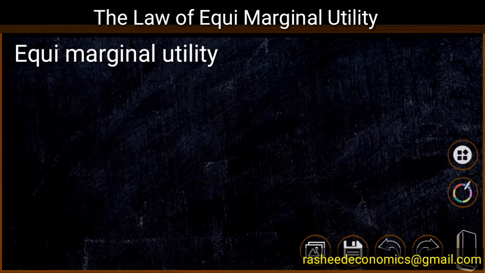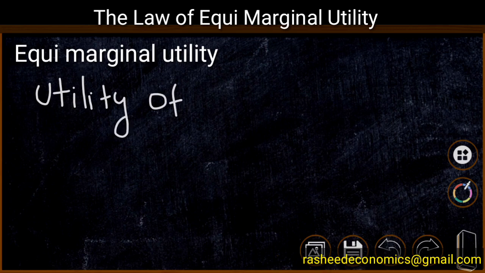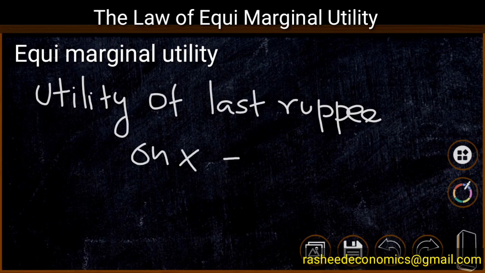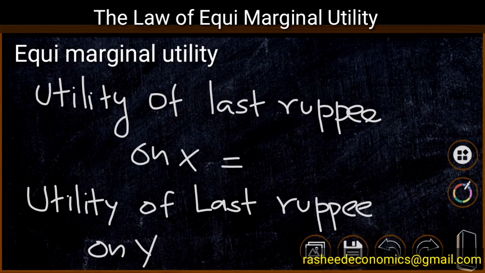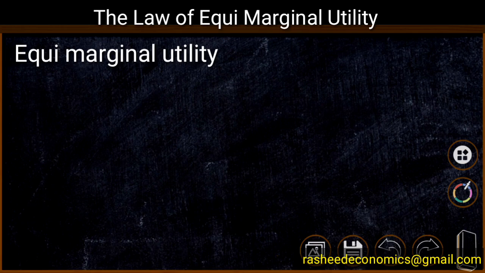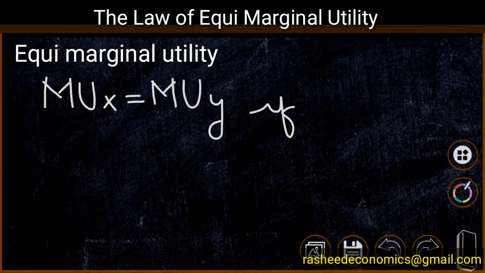In other words, the utility that a consumer derives from the last rupee spent on commodity X must be equal to the utility of the last rupee spent on commodity Y. These values must be equal. The utility derived from X must be equal to the utility derived from Y. That is the point of consumer equilibrium. The condition of equilibrium can be expressed as MUX is equal to MUY if PX is equal to PY.